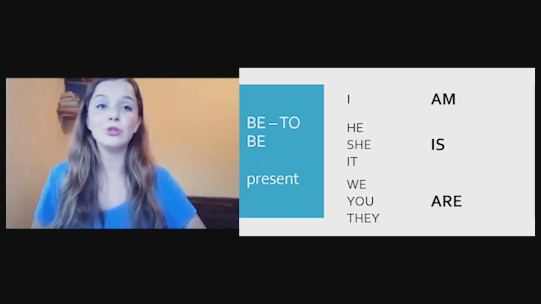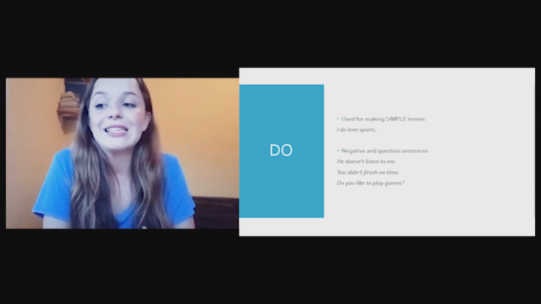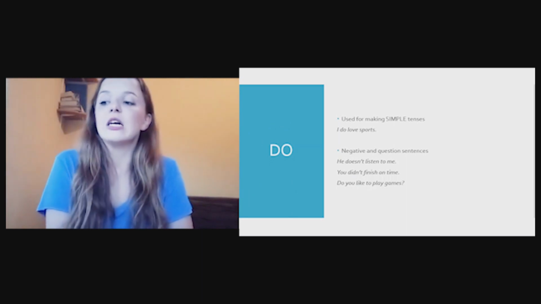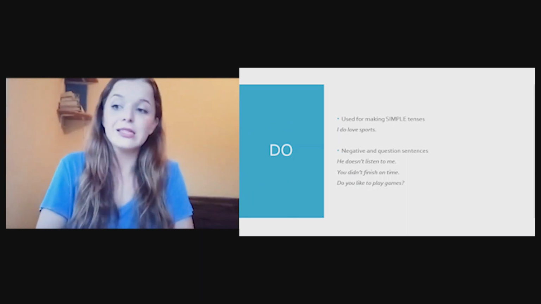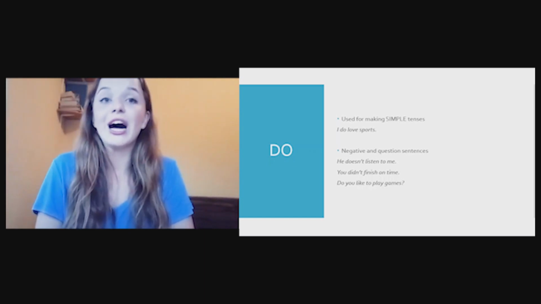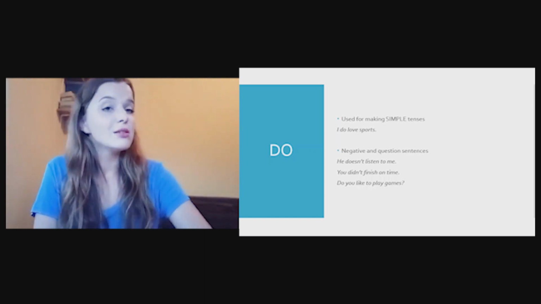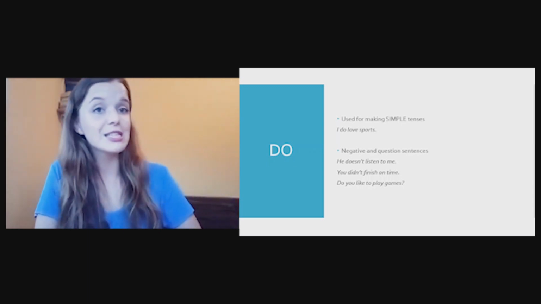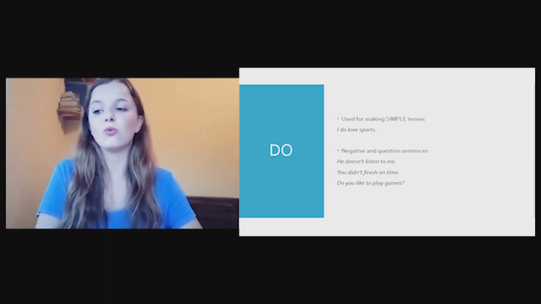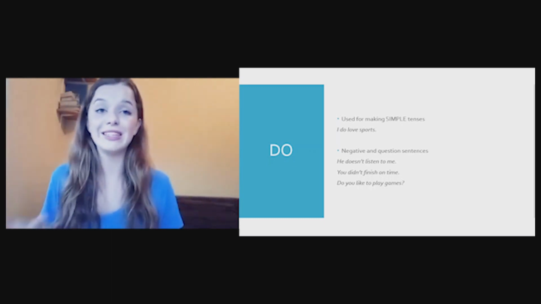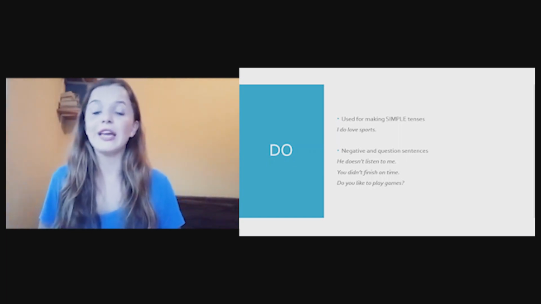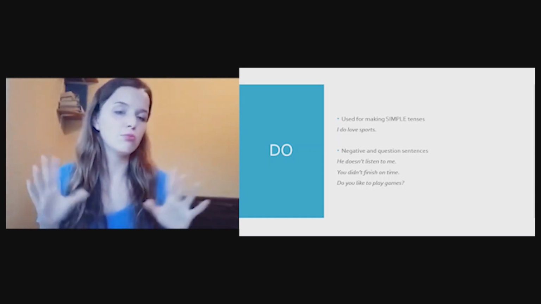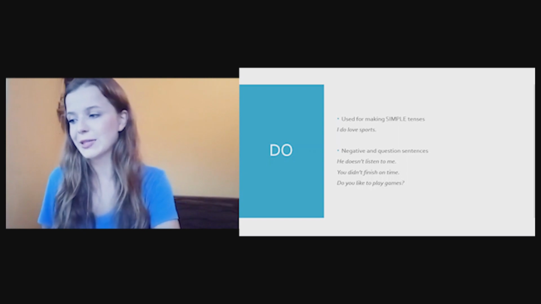Then we have do. Do is used to make simple tenses. As to be was used to form progressive tenses, do is used to form simple tenses. And we have this example here: I do love sports, but it's in the simple tenses. Do we usually bring up when we want to make negative sentences or when we want to make questions. So he doesn't listen to me, you didn't finish on time, or do you like to play games? So as you can see, negatives or questions in both of the simple tenses, so present or past.